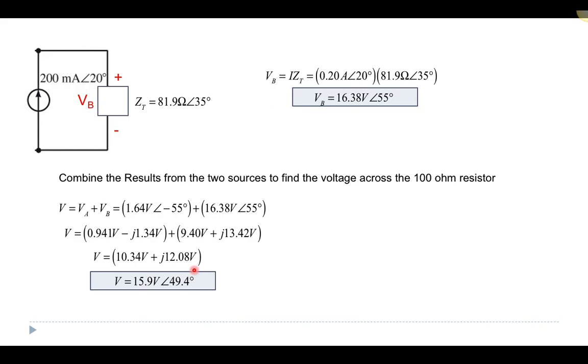So using the superposition principle, we have found that the voltage across the 100 ohm resistor is 15.9 volts with an angle of 49.4 degrees. And of course, we could have gone through this process for each of the components, but it would have taken a little more time. But the process is still the same. So you'd find the voltage or the current due to each of the sources and then add those results together.